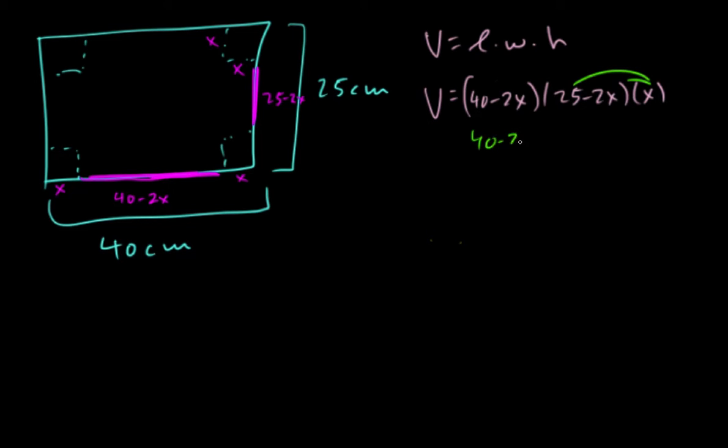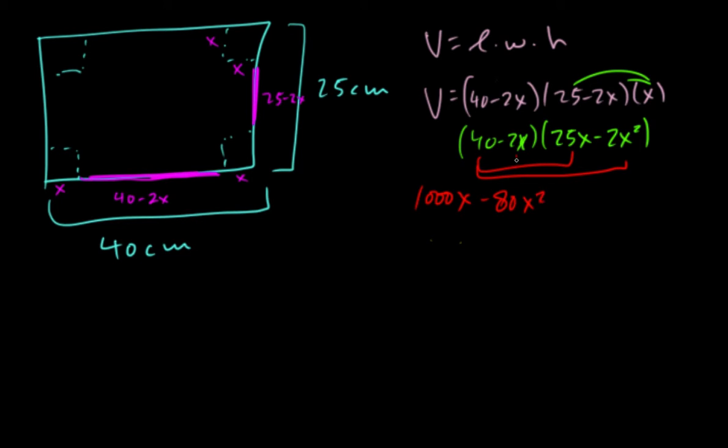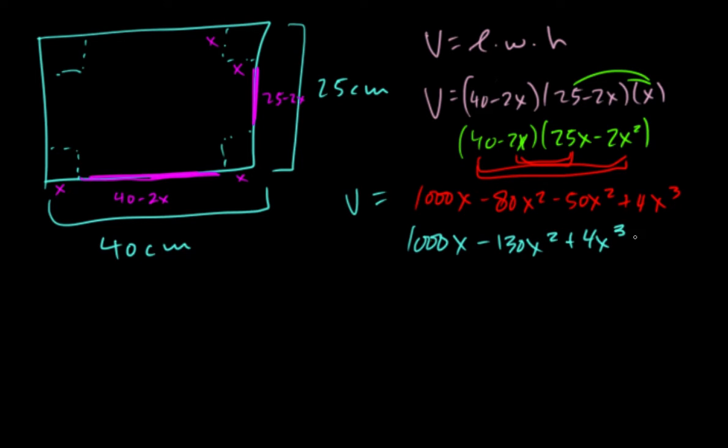Distribute that. Okay, if we do that, that's 1000x minus 80x squared minus 50x squared plus 4x cubed. Okay, so combine like terms. That's going to be centimeters cubed. So we found the volume. Now we need to optimize the volume.